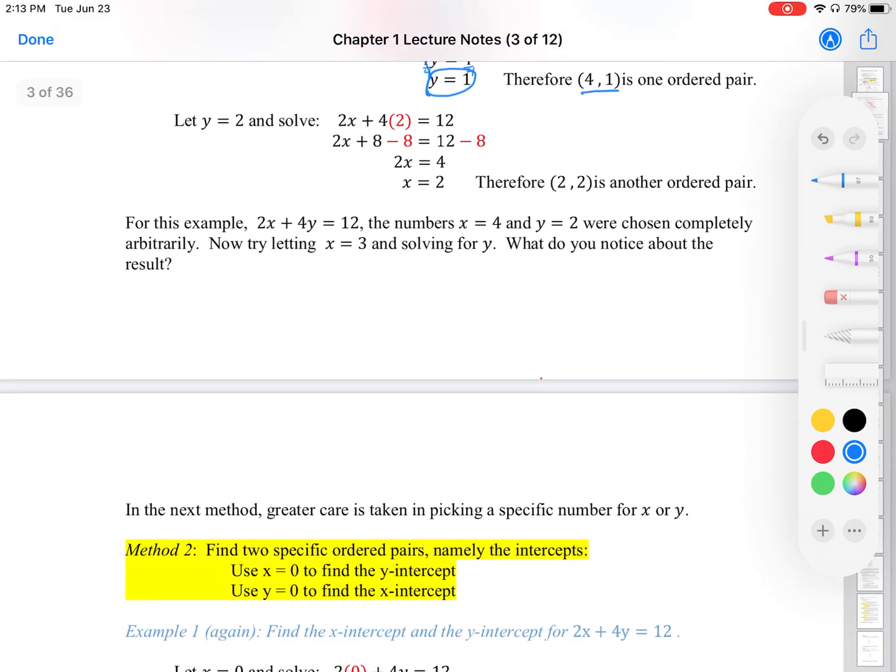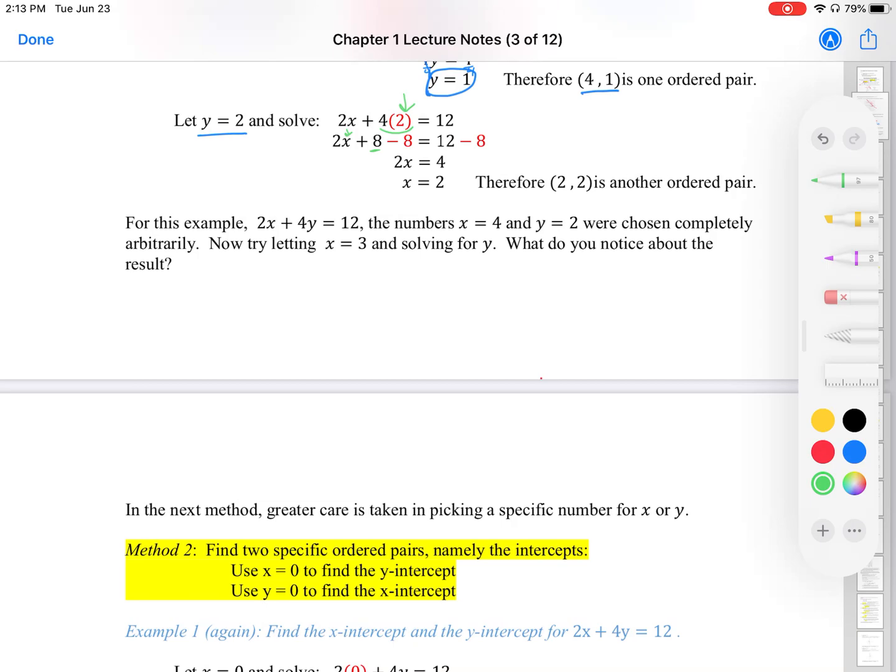All right, let's go ahead and find the second one. Let's let y be 2. So we're going to choose it to be 2. We're going to replace our y with 2 using parentheses. So we have 2x, and 4 times 2 is 8, equals 12. Now, same deal, I want to get my variable by itself. So let's start off by moving the 8. So we subtract 8 from both sides. We see that highlighted in red.